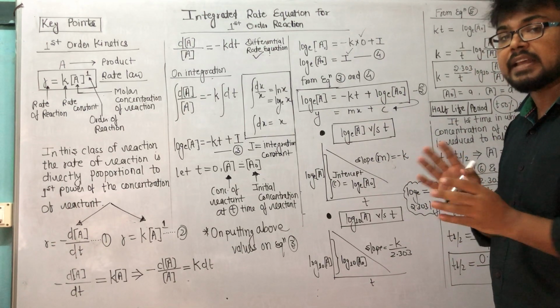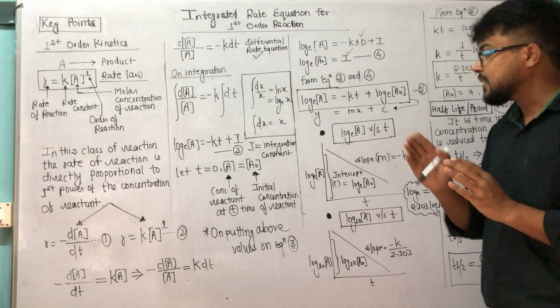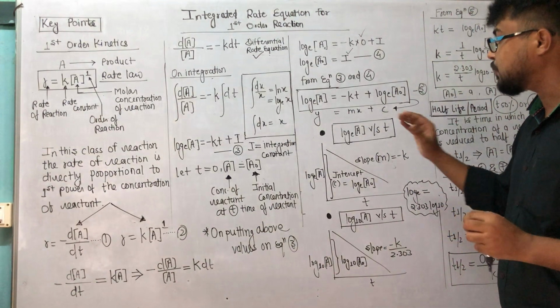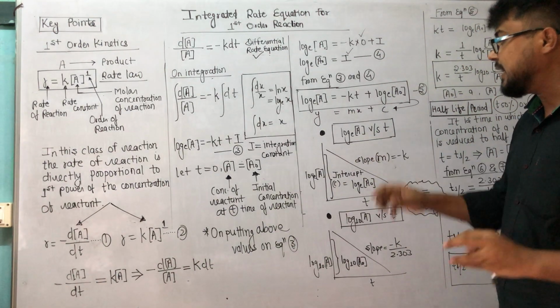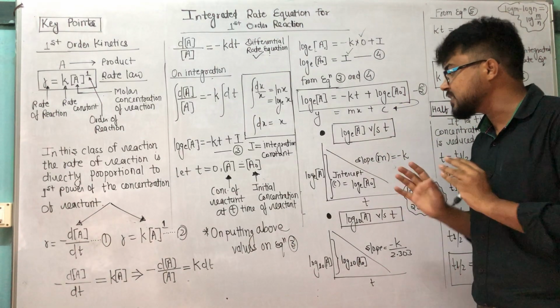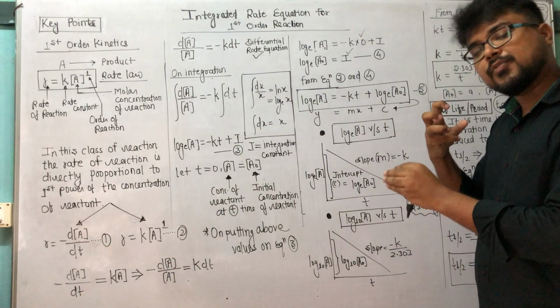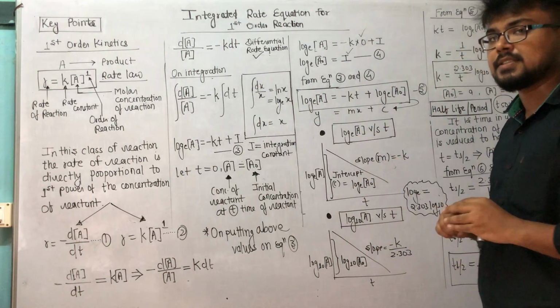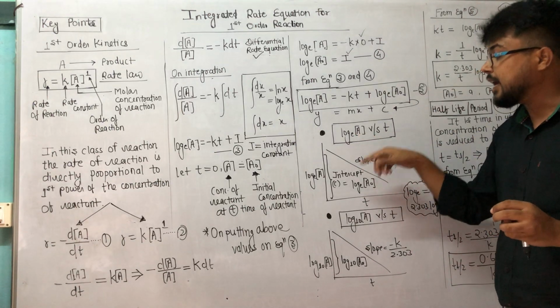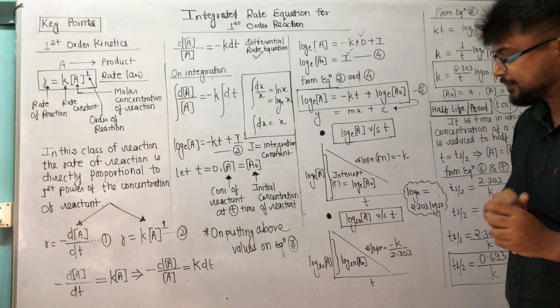In chemical kinetics, I already told you in zero order reaction that we plot a graph between the concentration of A versus t. For zero order reaction it was A versus t, and for first order reaction it is log A versus t, correct? Because I took log base e. So it is log e versus t.